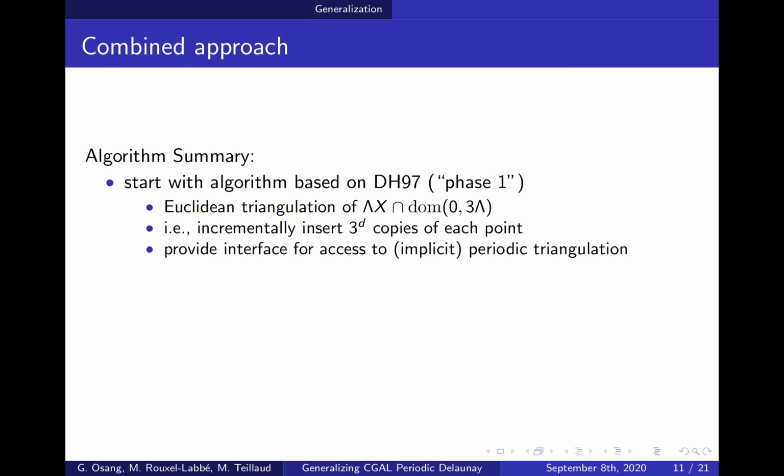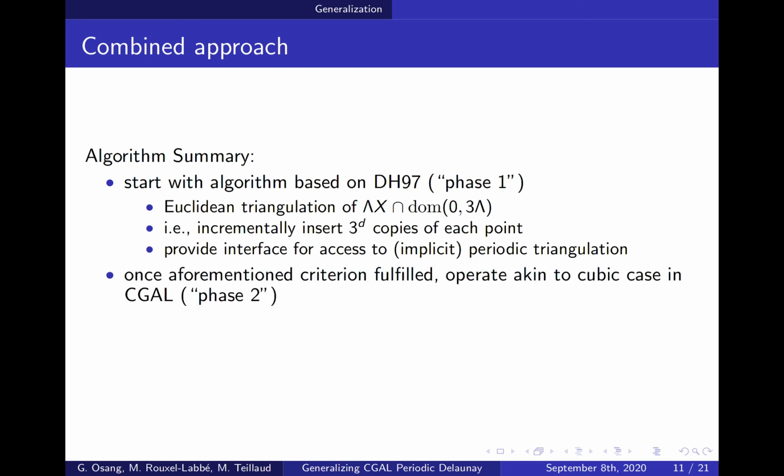And as we saw, this triangulation has a lot of junk cells that we don't really want, so we need to make sure that we provide the user an interface which only gives them the periodic cells and the corresponding adjacency relations and so on. Once the aforementioned criterion is fulfilled, then we operate akin to the cubic case in CGAL, which means we use a periodic triangulation data structure rather than a Euclidean one with an interface, and we insert 1 copy per point that the user wants to insert.